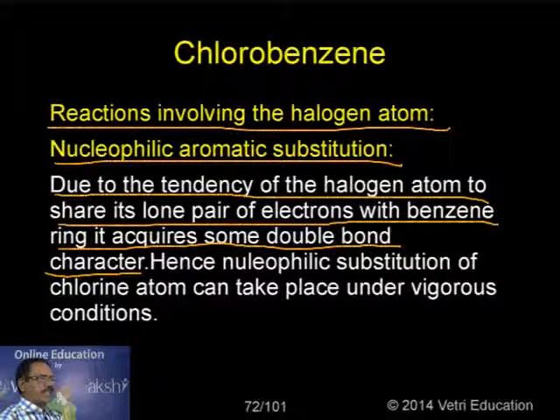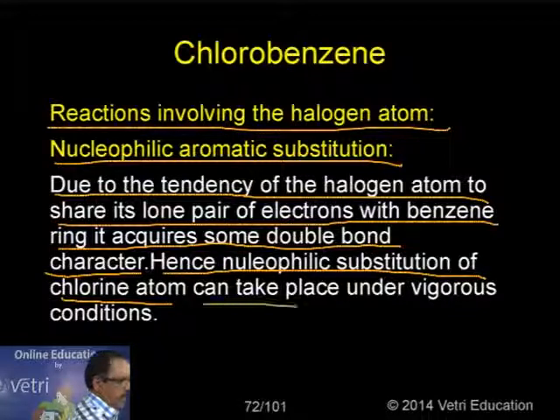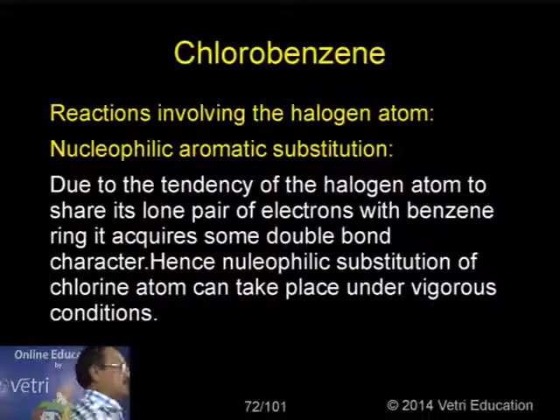So, due to the tendency of the halogen atom to share its lone pair of electrons with the benzene ring where it is present, it acquires some double bond character. Because of this, nucleophilic substitution of the chlorine atom can take place only under vigorous conditions. What will be the vigorous conditions? Very high temperature and very high pressure are required for this reaction. Let me discuss the conditions.